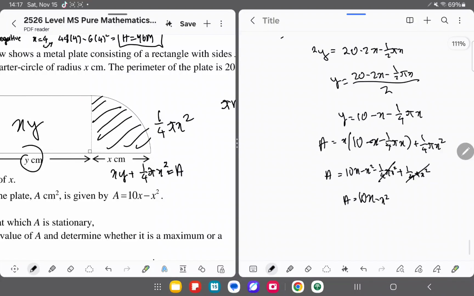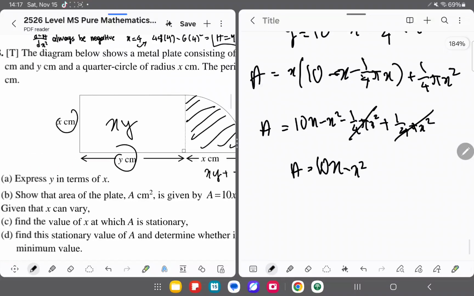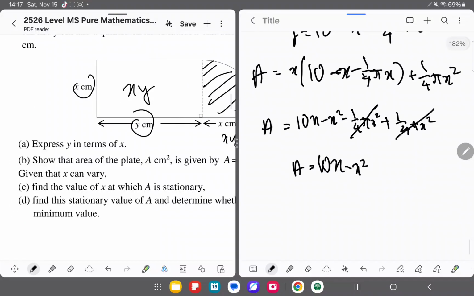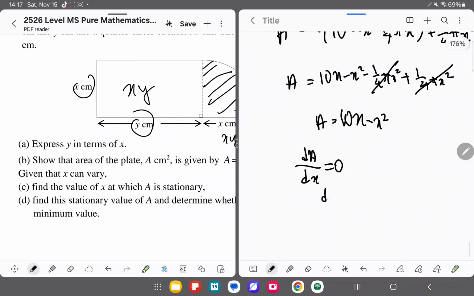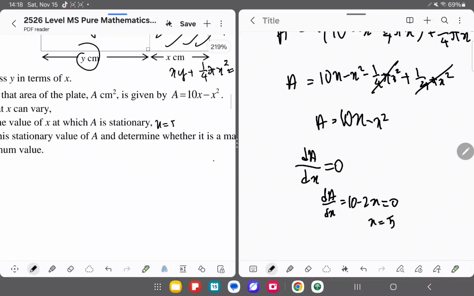Okay. So with this in mind, we proved the area, and now they want us to find the value of x which is stationary. So really easy, we just derive A with respect to x and set it equal to 0. So dA over dx is 10 minus 2x equal to 0. x is equal to 5. So over here, x is equal to 5 as a stationary value.